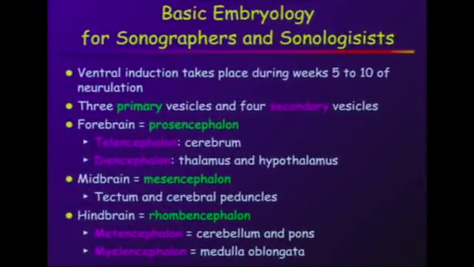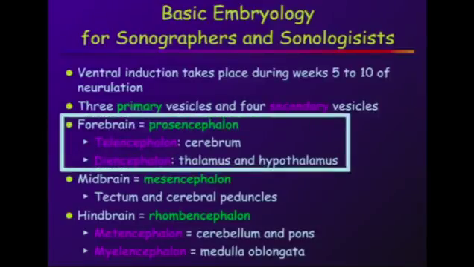Now, Anne reviewed some of this yesterday, but basically ventral induction takes place during weeks 5 to 10. There are 3 primary vesicles, the forebrain, the midbrain, and the hindbrain. But since we're in medicine, we have to have fancy Greek and Latin derived roots for these. So we have the prosencephalon, the mesencephalon, and the rhombencephalon. Same thing as forebrain, midbrain, hindbrain. And then 4 secondary vesicles, the telencephalon, which is the cerebral hemispheres, and the diencephalon, which is the thalamus and the hypothalamus. For the purposes of this talk, where we're talking about the midline, all we care about is the prosencephalon.